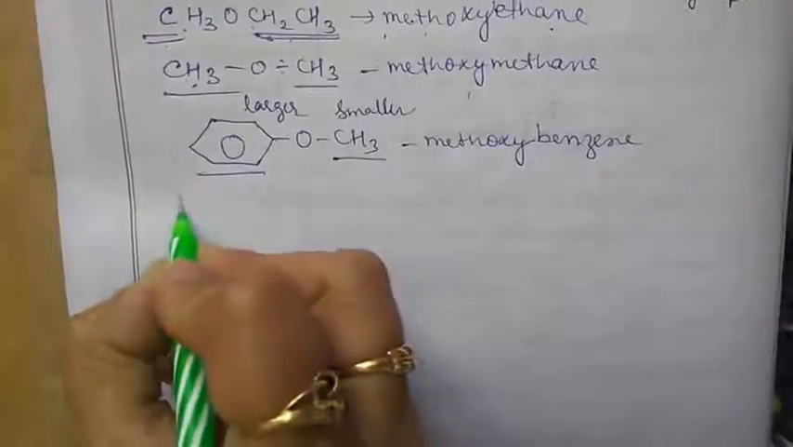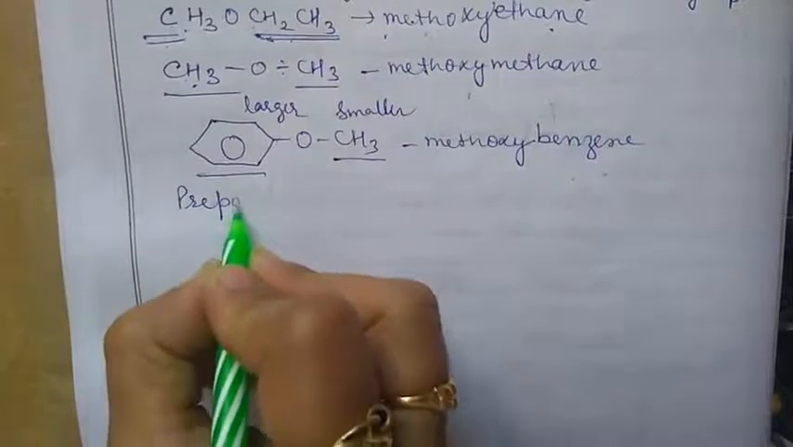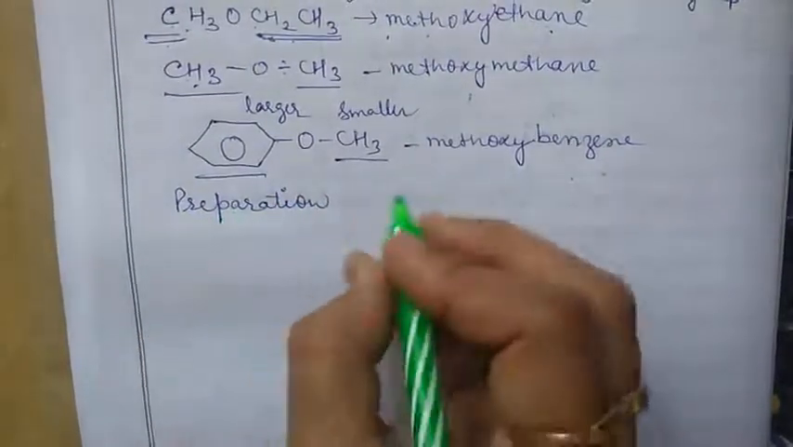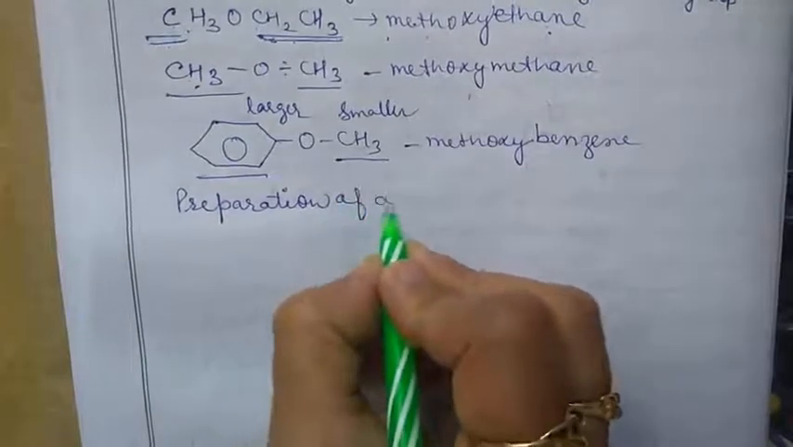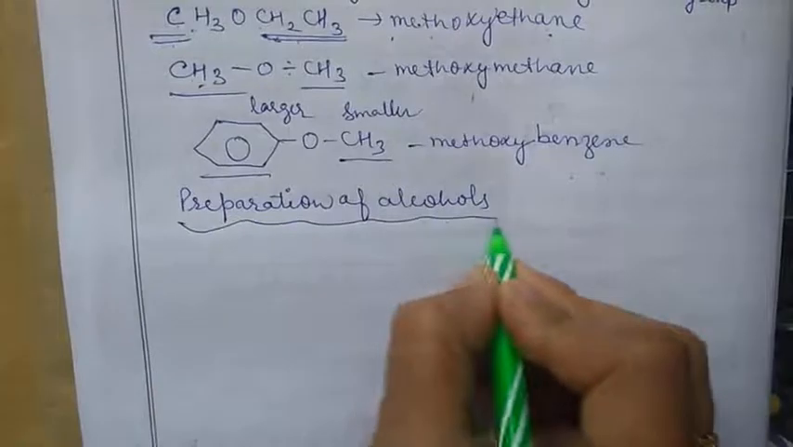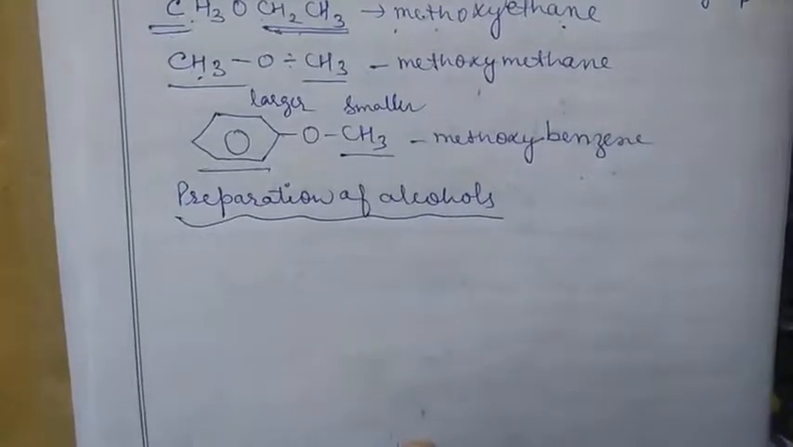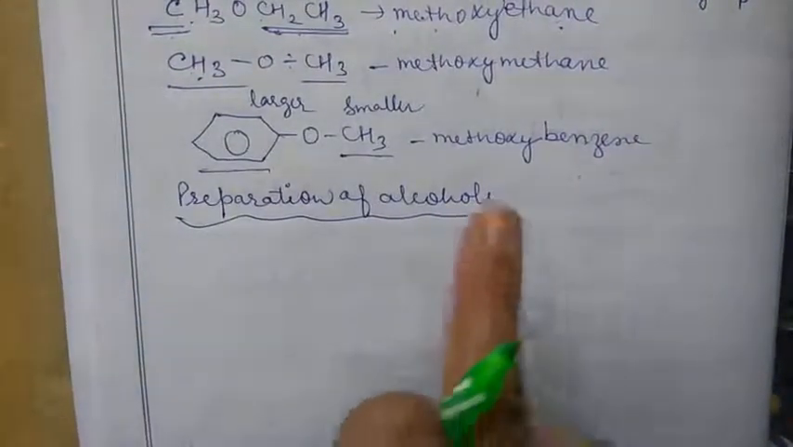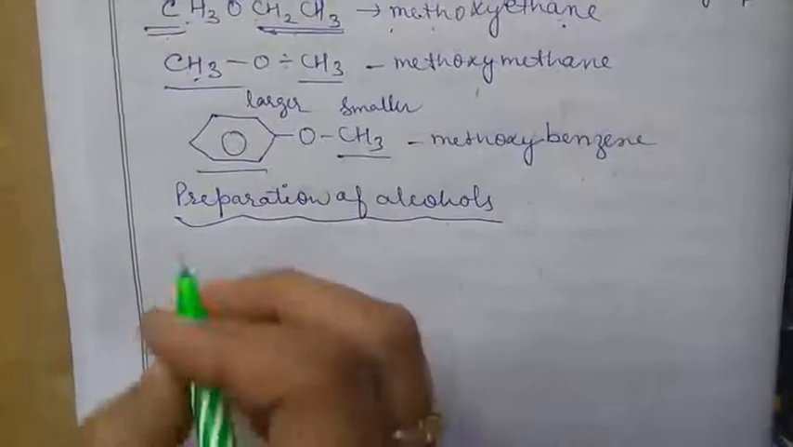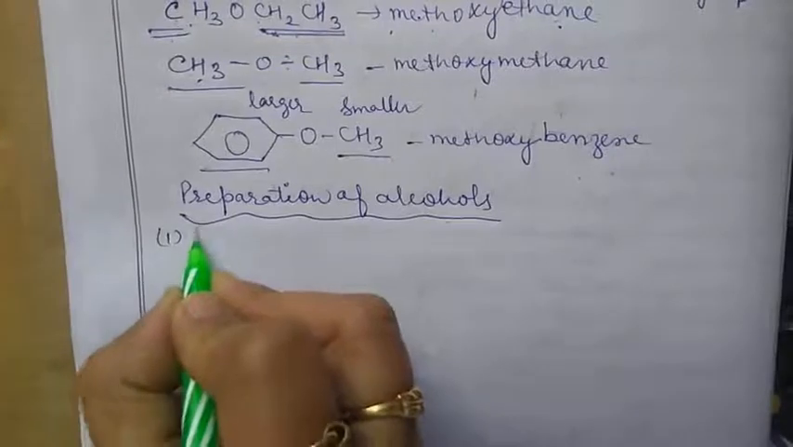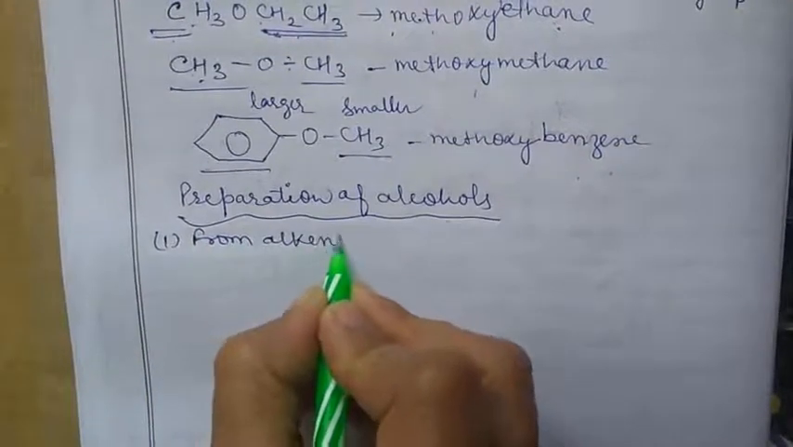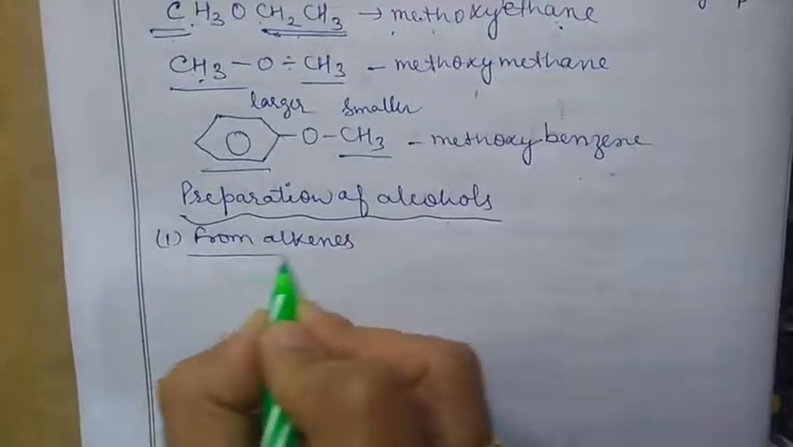Now the next topic is preparation. Let us start with the topic preparation of alcohols. So alcohols are prepared by various methods. Let's take the first important method, and that is called from alkene.